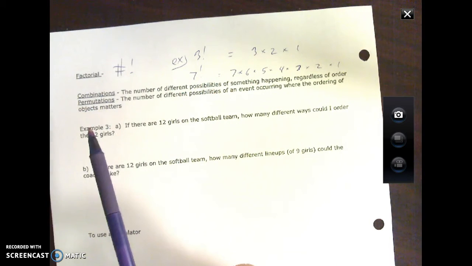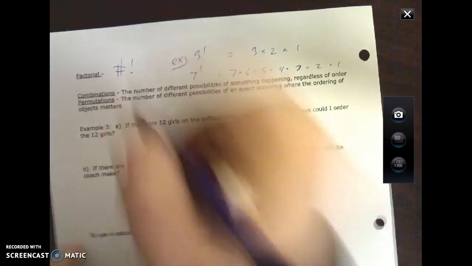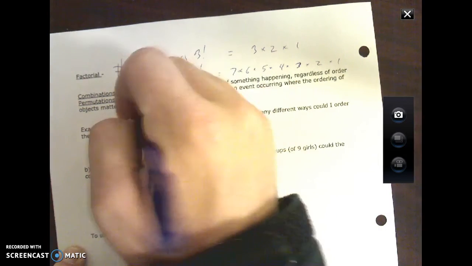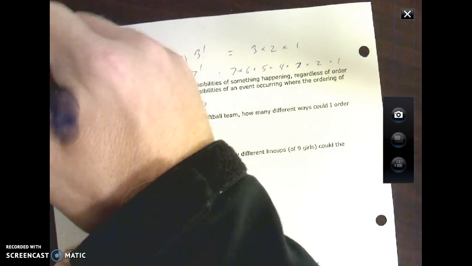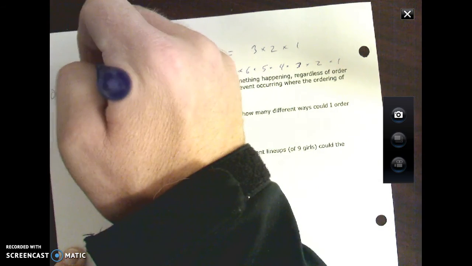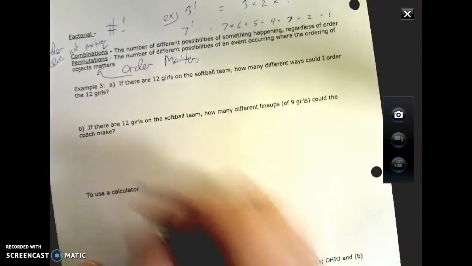But permutations is something like, out of 10 people, how many different ways can they finish first, second, third in a race? So this is when order matters. For combinations, order does not matter. Okay? So let's take a look here.